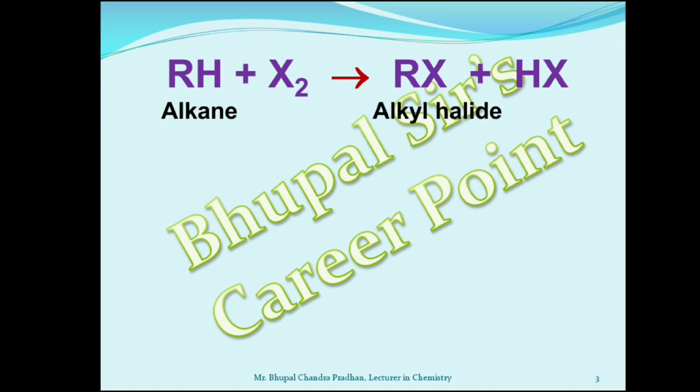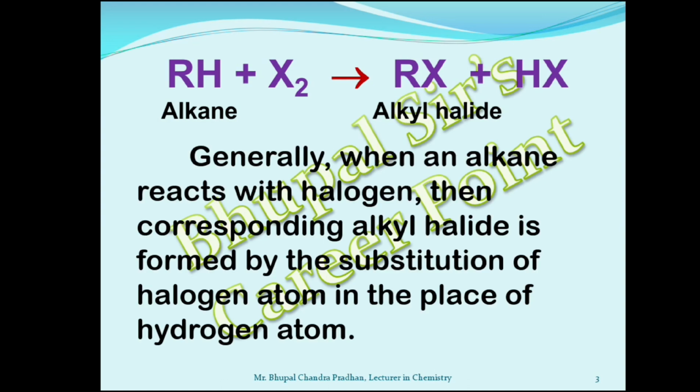Come for halogenation. When alkane reacts with halogen X2, then one of the hydrogen atoms of alkane is substituted by halogen and we will get the corresponding alkyl halide. Generally, when an alkane reacts with halogen, then the corresponding alkyl halide is formed by the substitution of a halogen atom in place of a hydrogen atom, or we may write, by substitution of a hydrogen atom by a halogen atom.